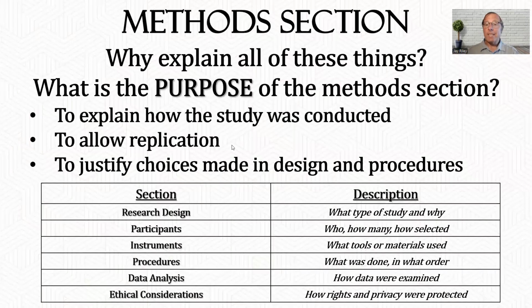So, in our design section, we're going to talk about what type of study we did and why. When we talk about our participants, we need to talk about who, how many, how were they selected? The research instruments, we're talking about the tools and materials used, the procedures, what exactly was done and in what order, how is our data analyzed, and what did we do to protect the rights and the privacy of the participants in our study?